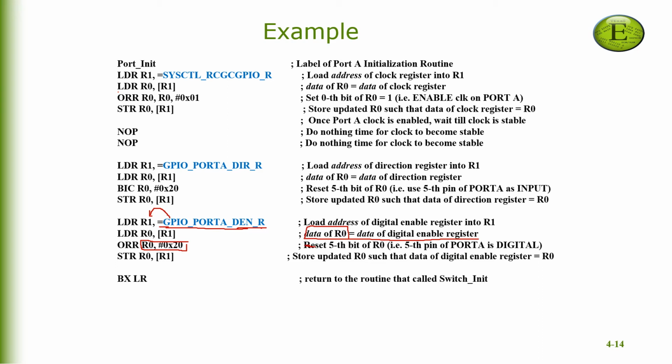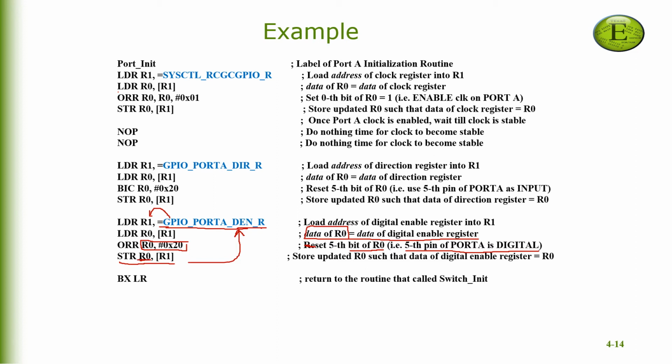There's a mistake here. This is actually set. We're going to set the fifth bit of register R0 equals to 1. And when we do that, this corresponds to making pin 5 of port A a digital pin, and that is not complete until we actually update the contents of the digital enable register. So write back the updated register contents R0.